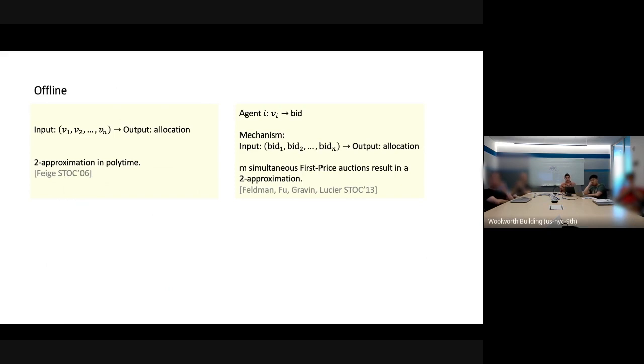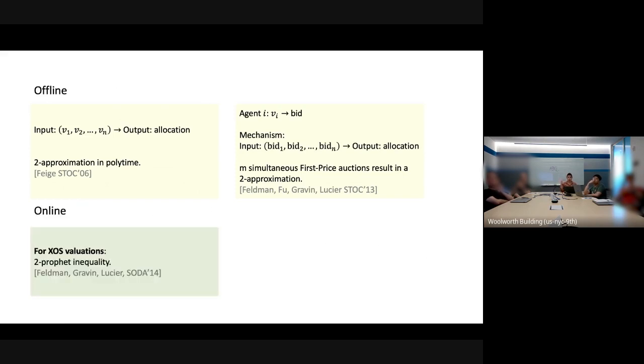And there is this super nice result that says that the following mechanism achieves a two approximation. Run a first price auction for each of the items in parallel, and then output that allocation. This in equilibrium results in a two approximation with respect to the best possible allocation.